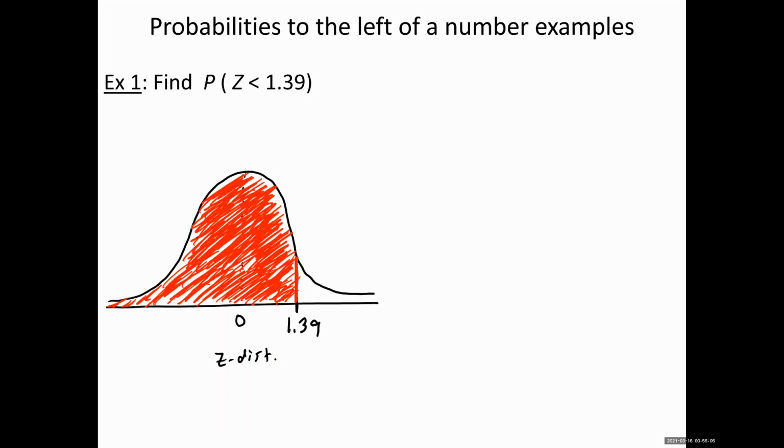Now, when you look at the table, you'll notice there's two pages. There's a negative side and there's a positive side. Because the number we're going to look up is positive, 1.39, you can use the positive side of the z table. So again, you only do 2 things: draw the picture, look up the number in the table.